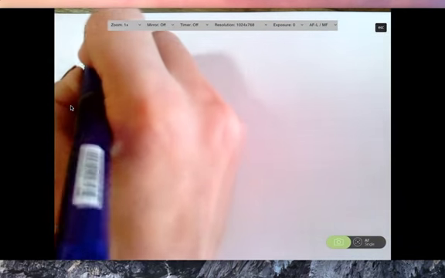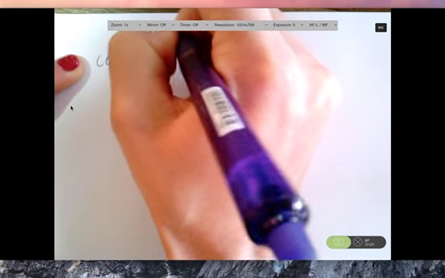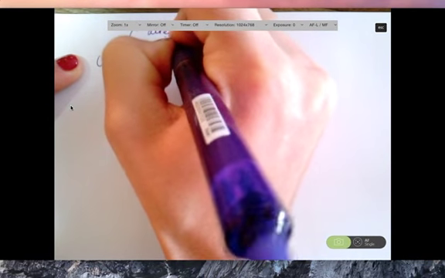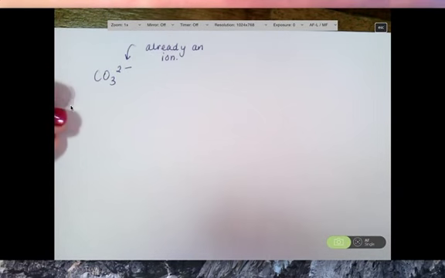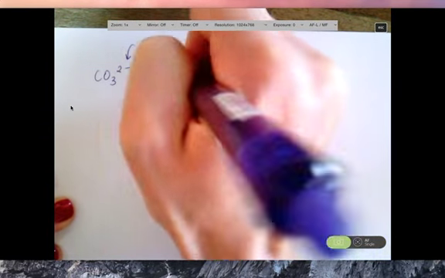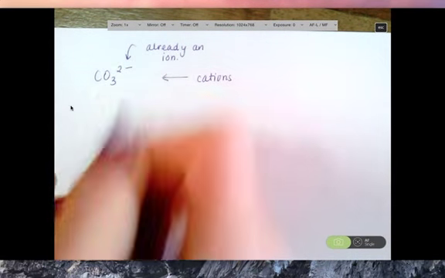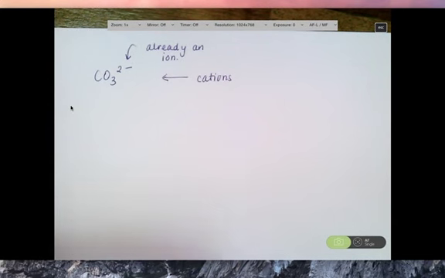Okay, so let's start with carbonate. We just draw it as it is. Now, this charge tells me that it is already an ion. We want to look at the other types of ions, and it would be cations that would be bonding with this particular ion, because you can see it's got a negative charge, so it's going to be attracted to cations of any sort, and there's going to be a certain ratio that goes along with that.